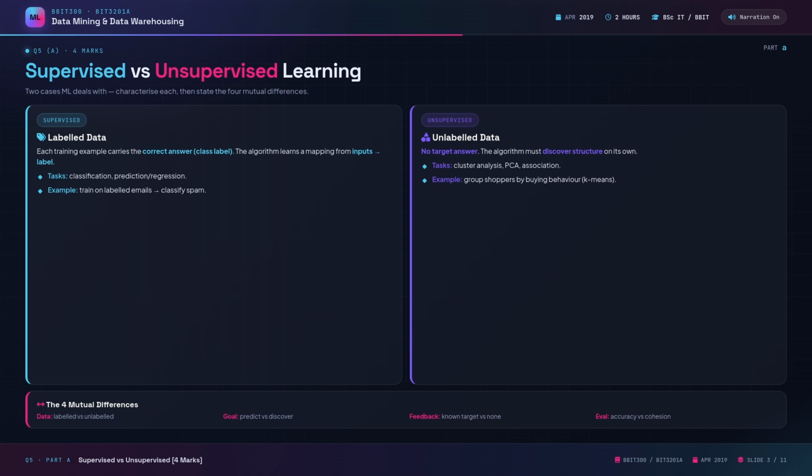Now the differences explicitly. First, the data: supervised uses labeled, unsupervised uses unlabeled. Second, the goal: supervised predicts an outcome, unsupervised discovers hidden structure. Third, the feedback: supervised has a known target to check against, unsupervised does not. And fourth, the evaluation: supervised uses accuracy and error rate, unsupervised uses cluster cohesion and separation. State all 4 and you have the full 4 marks.